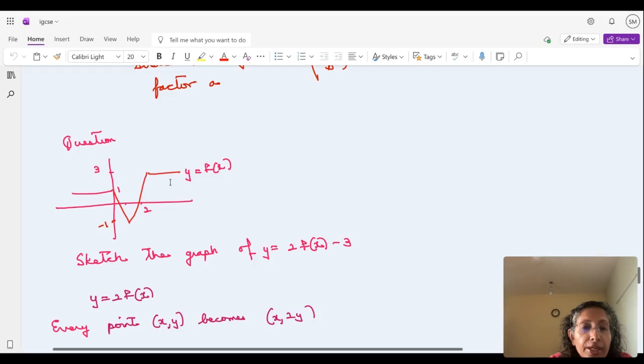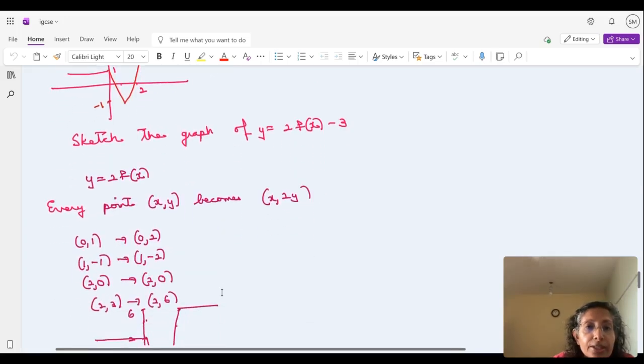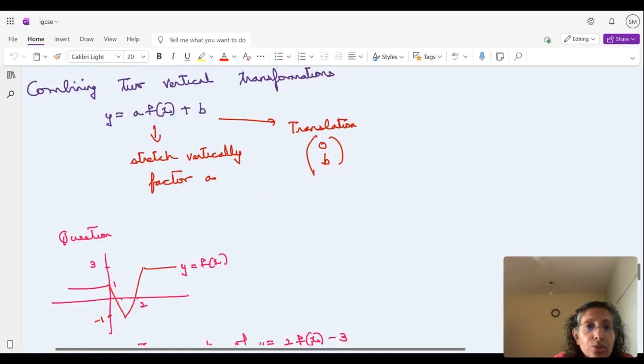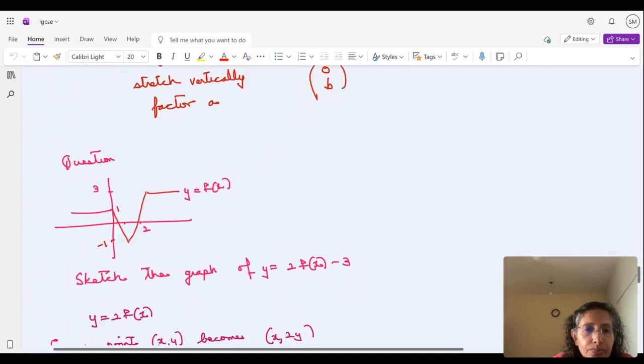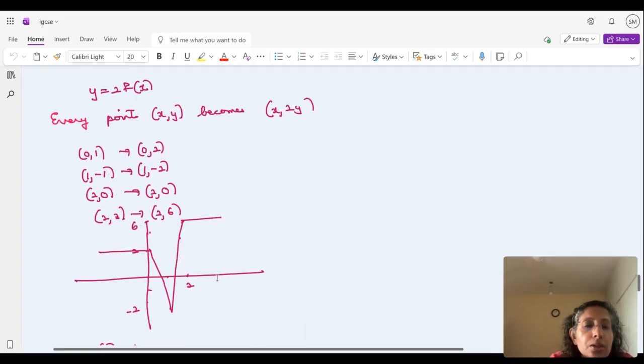This is a graph of y equal to f(x). So we take it step by step. What happens in y equal to 2f(x)? Every point (x, y) becomes (x, 2y). I recapitulate once more: every point (x, y) becomes (x, 2y).